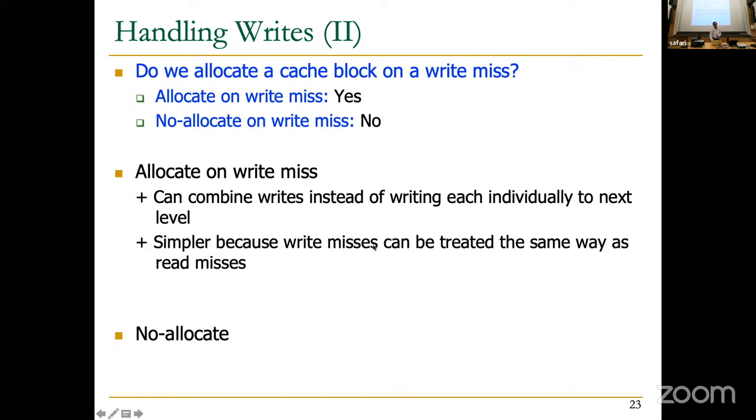And this is also simpler because write misses can be treated the same as read misses, assuming that you're also allocating a block into the cache whenever you miss on a read request, like a load request, as opposed to a store. Okay, the downside is it requires a transfer of the whole cache block to the cache if you actually want to allocate on a write miss.